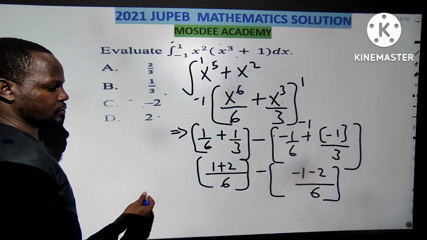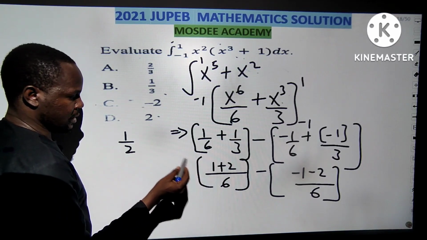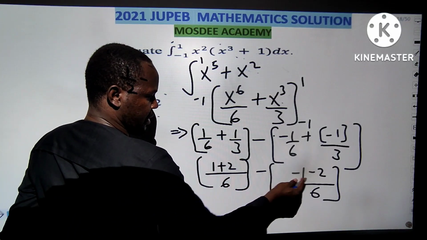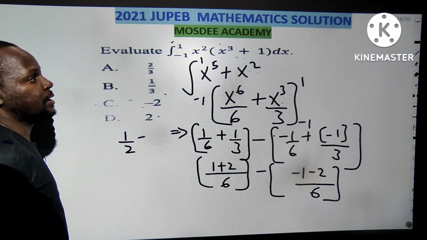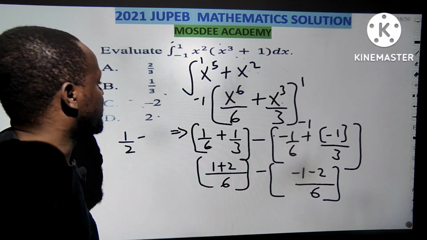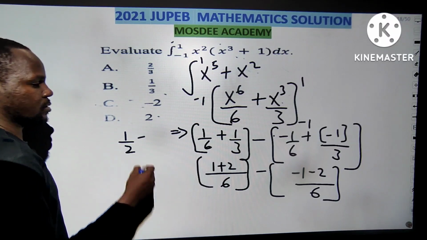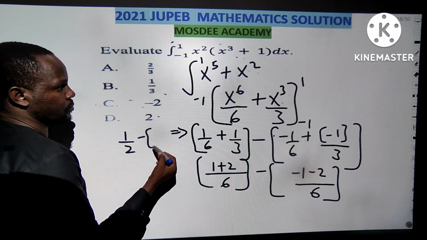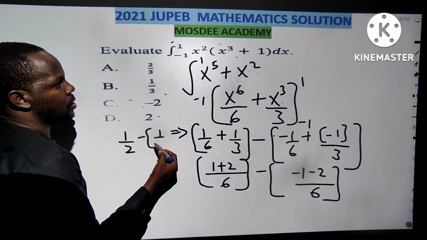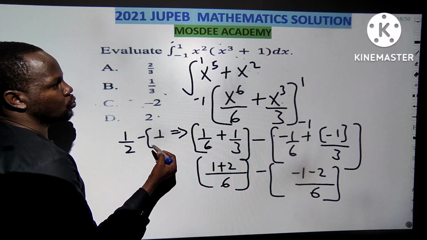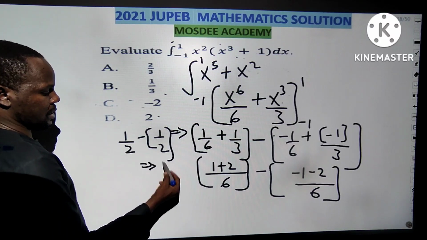Yes, I should be right. So this is 3 over 6, which is 1 over 2. Then minus, this is minus 3 over 6. Minus 3 over 6 is minus 1 over 2. I didn't make any mistake, but I'm seeing an error now. I'm seeing 1 over 2, and that is 1, and there's an answer there.